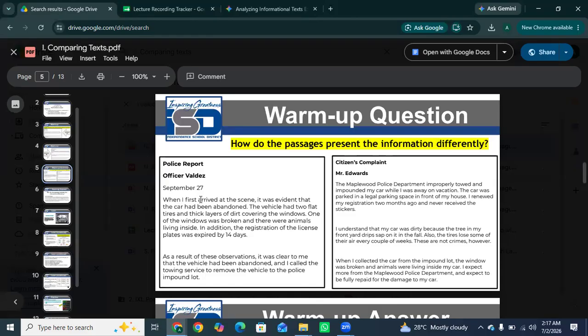How do the passages present the information differently? This shows a question about the two stories and gives a sample of a great answer. It is different in the sense that the police officer looks at the car and sees an abandoned mess that needs to be towed according to the rules. The owner looks at the exact same car and sees his personal property that was left unattended just for a vacation. So the lesson here is that two people can look at the same facts but tell completely different stories based on their perspective.